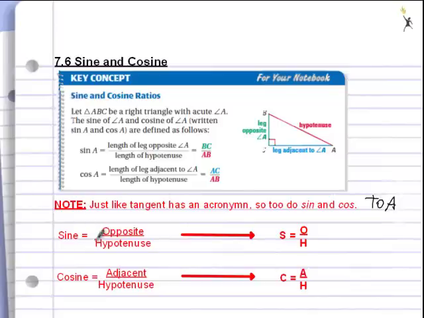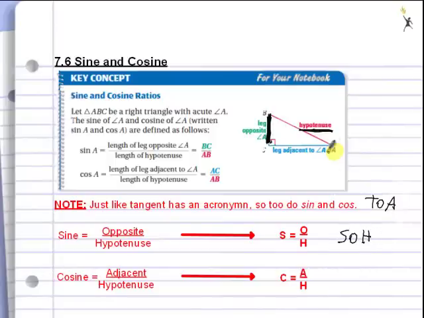Now, the sine of an angle, again, let's use our angle A as an example. The sine of an angle uses the opposite over the hypotenuse. Sine equals opposite over hypotenuse. The way that we can abbreviate that is S equals O over H, so we get the SOH, or so.